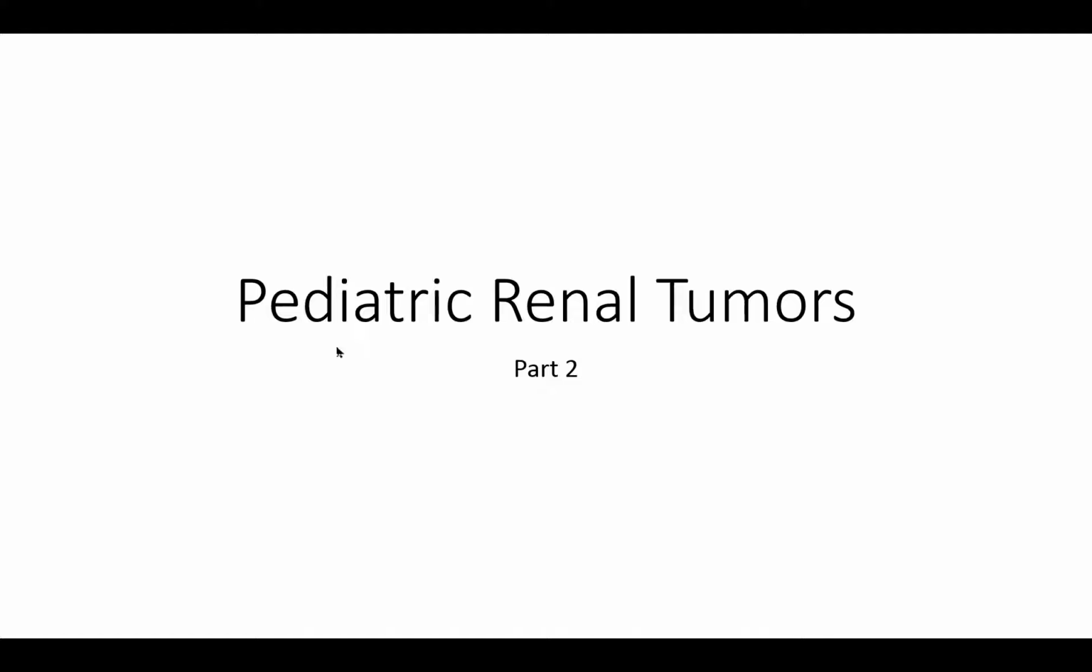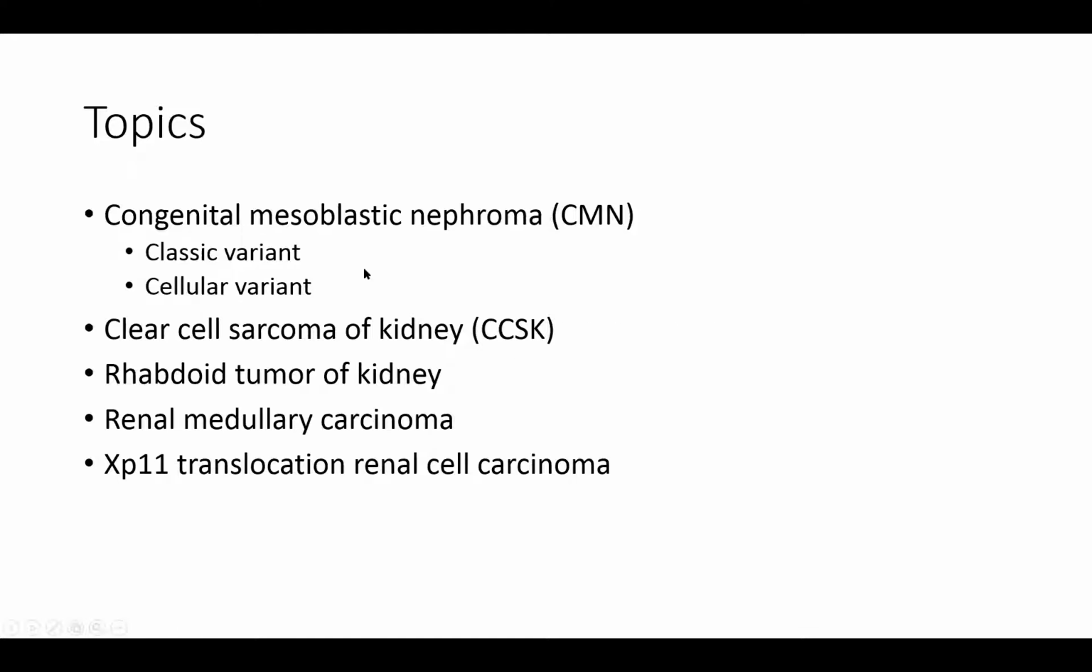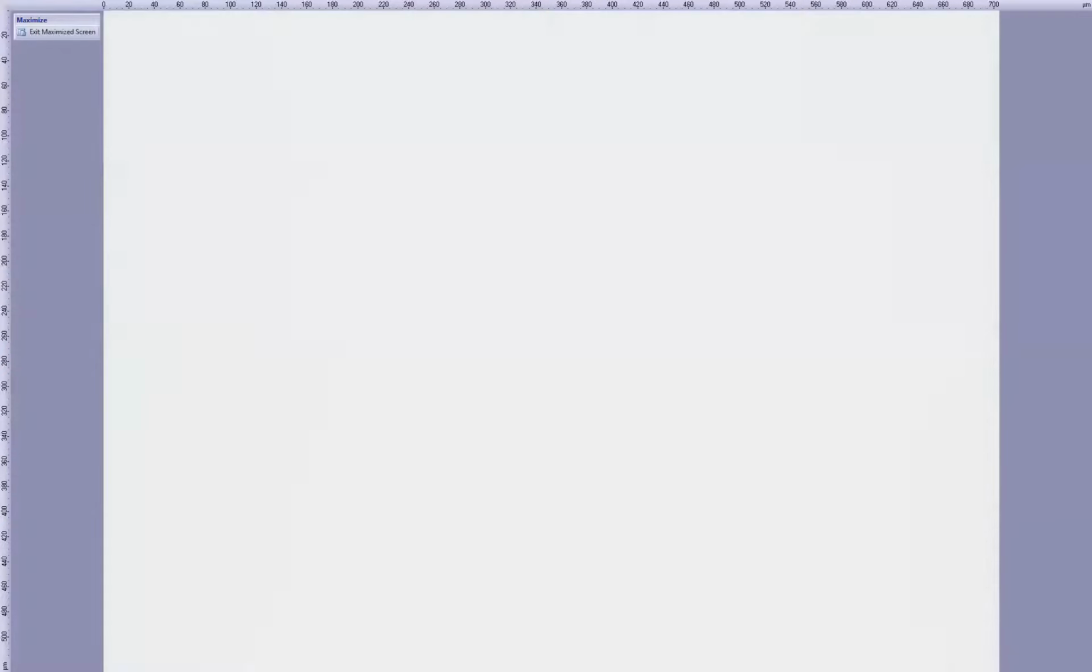So we're going to discuss today the tumors that you see on the screen. Congenital mesoblastic nephroma and its major variants, clear cell sarcoma of kidney, rhabdoid tumor of kidney, renal medullary carcinoma, and XP11 translocation renal cell carcinoma. So we're going to transition over to our slides. We're going to start with our first entity, which is congenital mesoblastic nephroma.